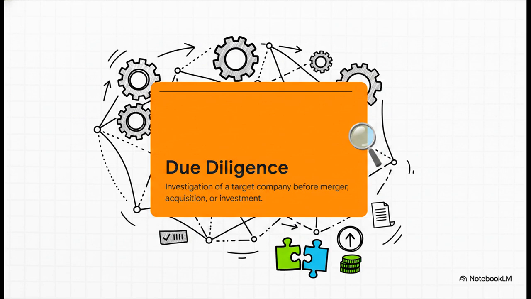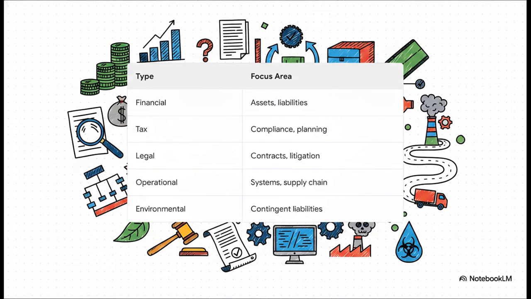We are providing factual findings based on a very specific scope of investigation, all to help the buyer make a truly informed decision. Uncovering those hidden corporate secrets requires a massive, multidisciplinary scope. It's really not just about the numbers. Sure, financial due diligence looks at historical performance, assets, and hidden liabilities. But we also look at tax to find compliance exposures.